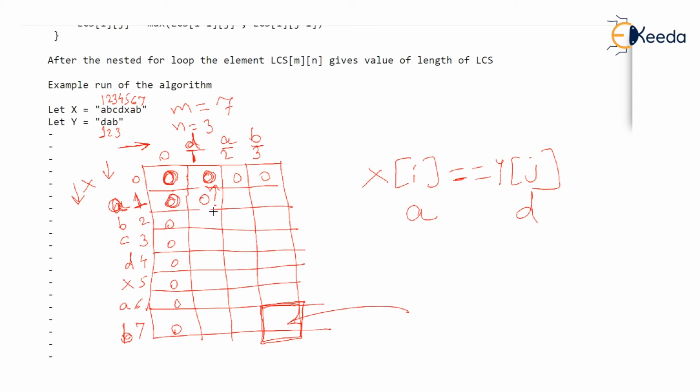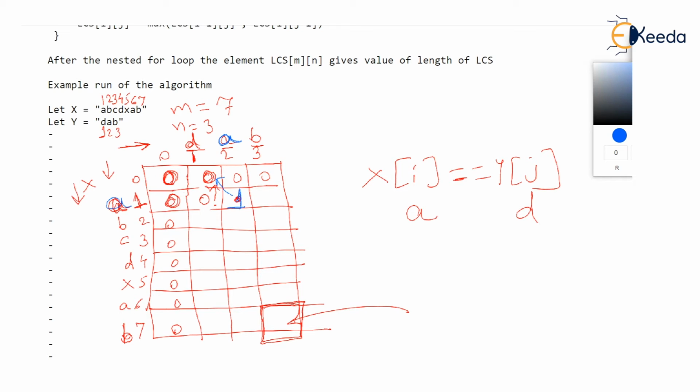Let's continue. Now we will fill this element which I am pointing to. Let's see what is the letter at the row. Letter at the row is A. I'll just change the color. Check that the letter at this row is A and the letter at this column is also A. So a match is found. As the match is found, we will borrow an element from the diagonal that is 0 and add 1 to it. So the element stored over here will be 1.